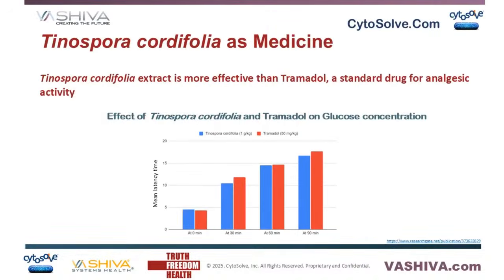The extract is more effective than tramadol, a commonly used standard drug for pain relief. The bar graph compares the effect of Tinospora and tramadol over different time points, 0, 30, 60, and 90 minutes, measured as mean latency time. Both treatments show a progressive increase in latency time, indicating analgesic action, but Tinospora demonstrates slightly higher or comparable efficacy to tramadol across all time intervals, supporting its potential as a natural alternative for pain management.